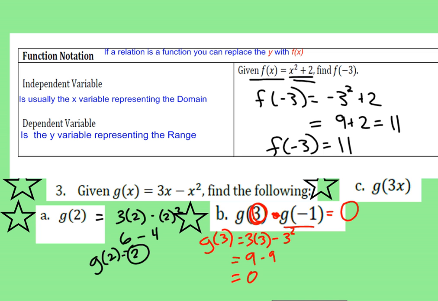This last one, g of 3x, means put that in exactly for x. So this kind of makes the function bigger. So g of 3x is going to be 3 times 3x minus 3x squared. So it'll be 9x, and if I square this, I square both pieces, so it's going to be 9x squared. Then I leave this. That's my answer. I can't make it any simpler than that. That's as far as I go.